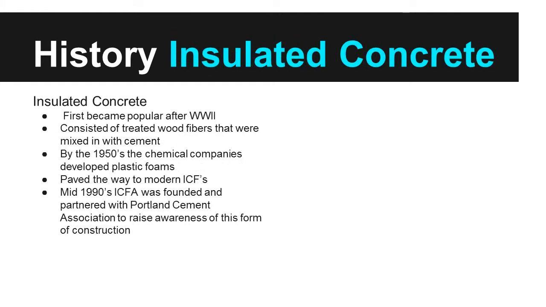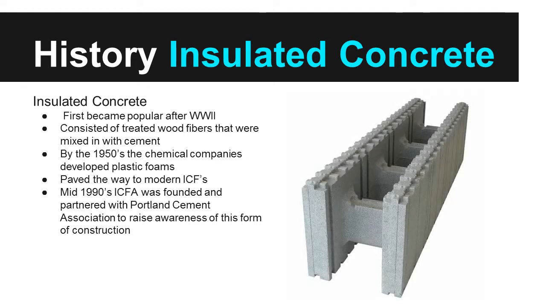Variations of insulated concrete forms first appeared after World War II. These variations consisted of treated wood fibers which would be mixed in with different types of cement. By the 1950s, chemical companies found the potential value in this material and decided to develop plastic foams, which would later pave the way for a Canadian inventor to produce a material that resembles insulated concrete forms as we know it today.